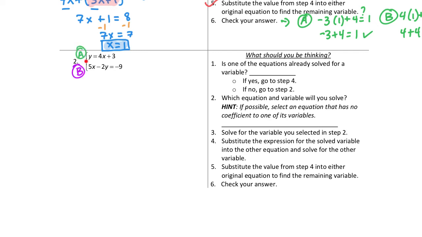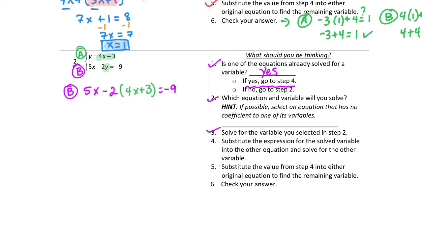I started out by labeling my first equation A, my second equation B. Is one of the equations already solved for a variable? We can see in equation A, I do have y equals something. So my answer to that question is yes. Because it's yes, I can go to step 4. So I can just skip steps 2 and 3. And I'm going to substitute this expression here into my second equation. So we're going to go straight to equation B and do the substitution.